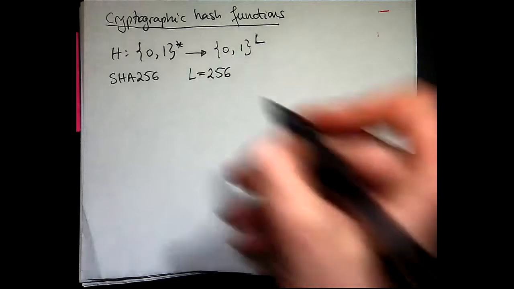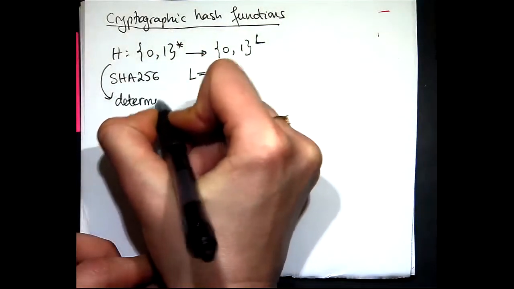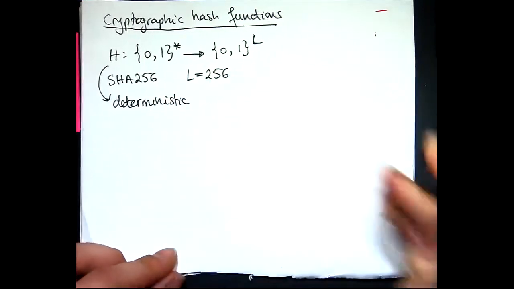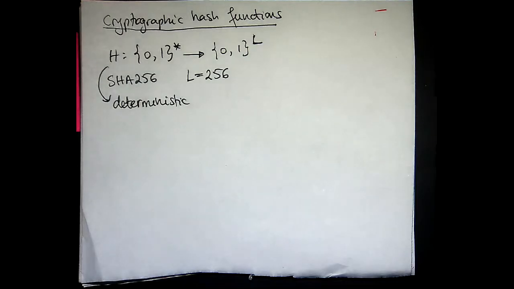So it's important that it is deterministic. So it will always map a value to the same hash. It's not like encryption, which we saw has to be randomized in order to achieve IND-CPA. Hash functions are deterministic.